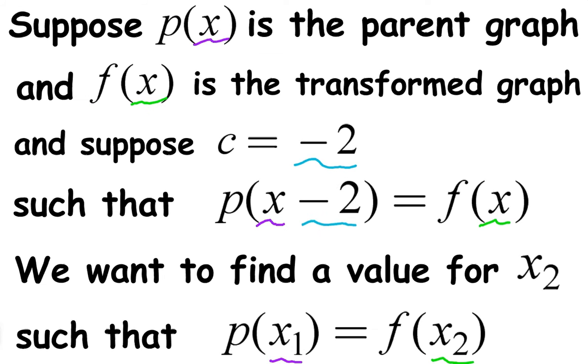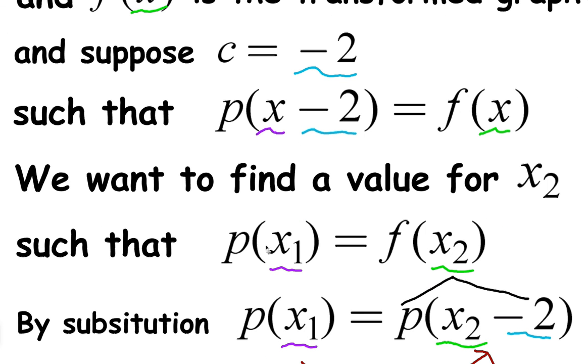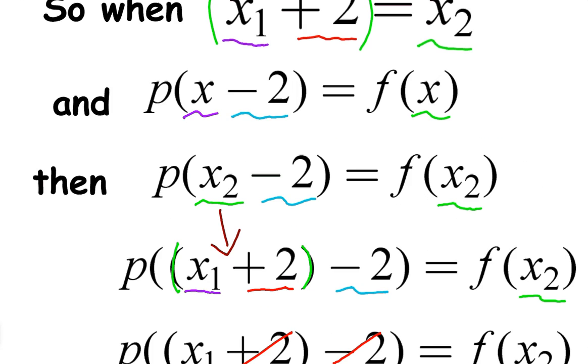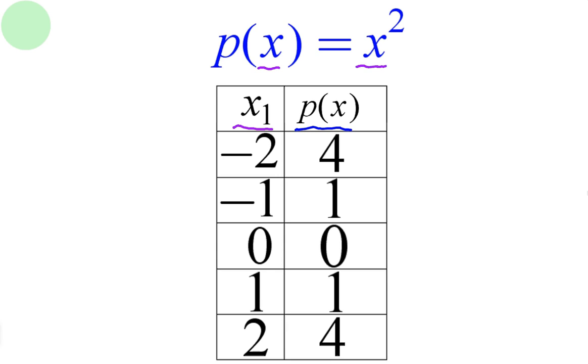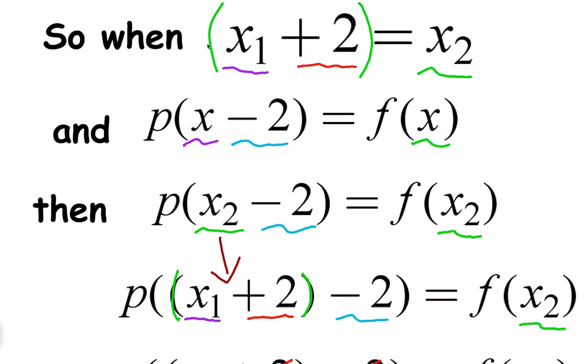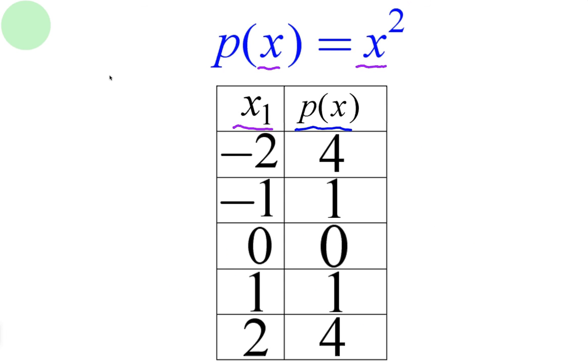In other words, when we plug in one x value into the parent function, it gives us the same y value as when we plug in our new x value into our transform function. So we've proven that p of x1 is equal to f of x2 as required. And again, that's when x1 plus 2 equals x2. So this proves that it shifted 2 to the right to get our new x values. Let's see what this looks like on a chart.